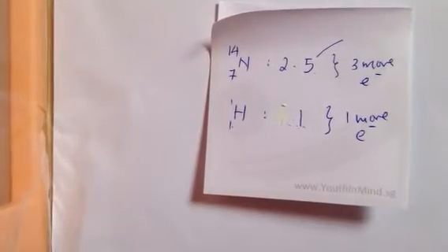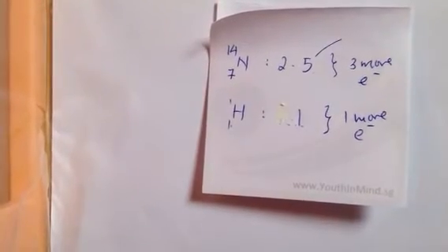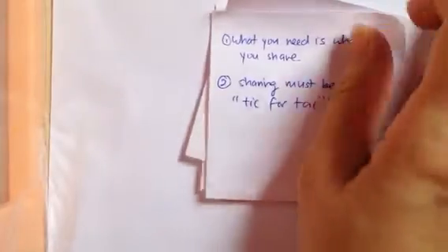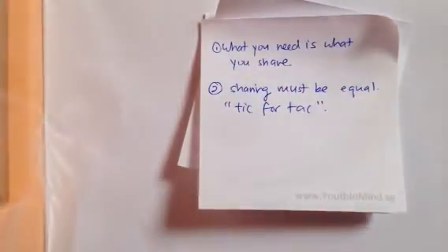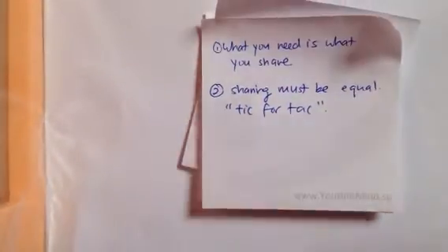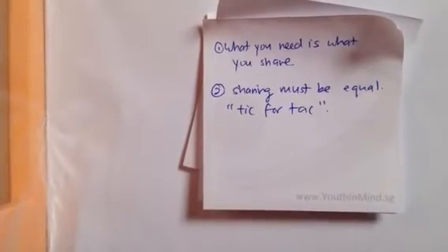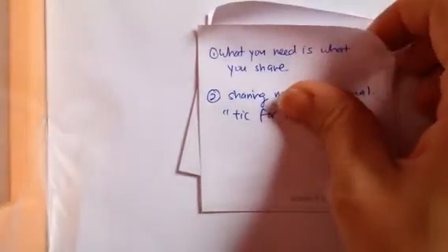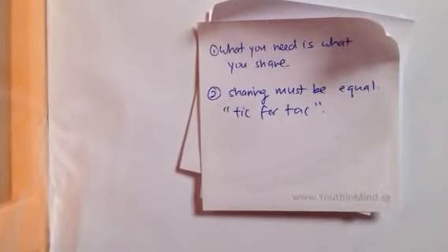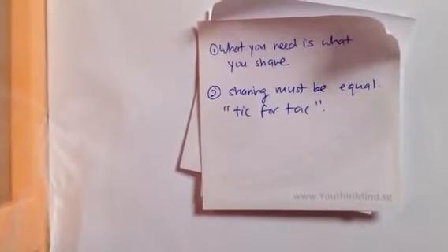After getting to this point, we need to remember 2 rules. And they are, what you need is what you share. Meaning, if the atom requires 1 more electron, it will share 1. If it requires 3 more electrons, in total, it will share 3 electrons.